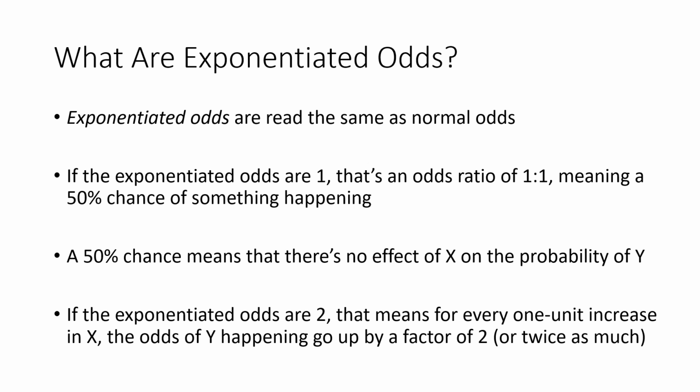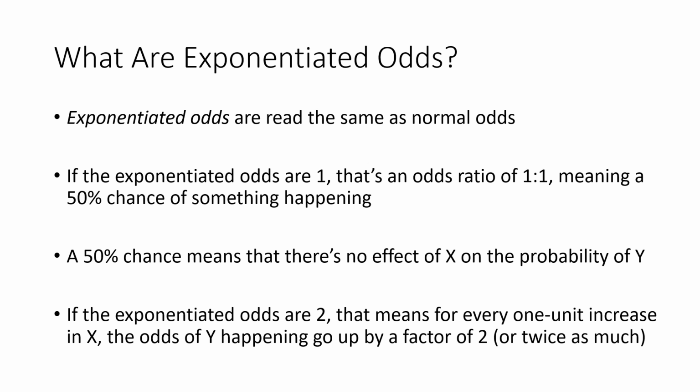So when we exponentiate logged odds and create exponentiated odds, these can be read or interpreted in much the same way as normal odds. Just to give you a few examples here. If the exponentiated odds that you find are 1, then an exponentiated odds of 1 corresponds to an odds ratio of 1 to 1. And we know that an odds ratio of 1 to 1 means that there is essentially a 50% chance of something happening.